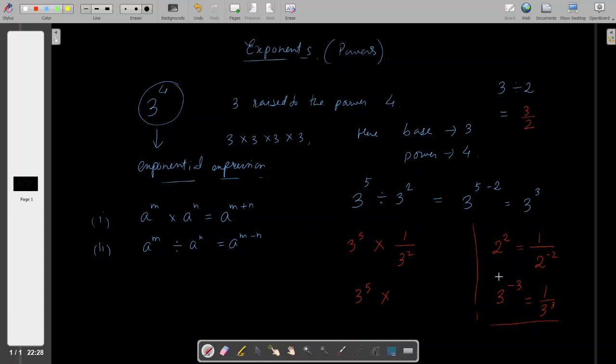Relate with this. I mean, where 1 by 3 to the power 3 equals 3 to the power minus 3. So your 1 by 3 square will be equal to 3 to the power minus 2. So what do you get? Now into, so it will be 3 to the power 5 plus minus 2, that is 5 minus 2. So your answer is 3 to the power 3. Okay, so I hope this is clear.